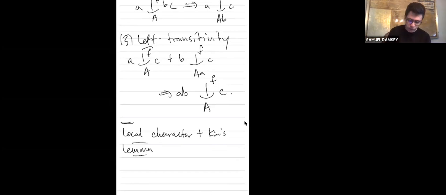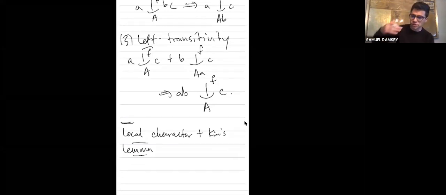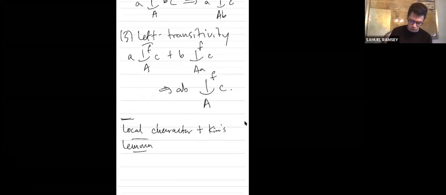So what we're going to try to prove today is local character and Kim's lemma. And I want to prove Kim's lemma, assuming that Morley sequences exist. And then what we'll do is we'll sort of reverse engineer why Morley sequences have to exist. So let's start with Kim's lemma.